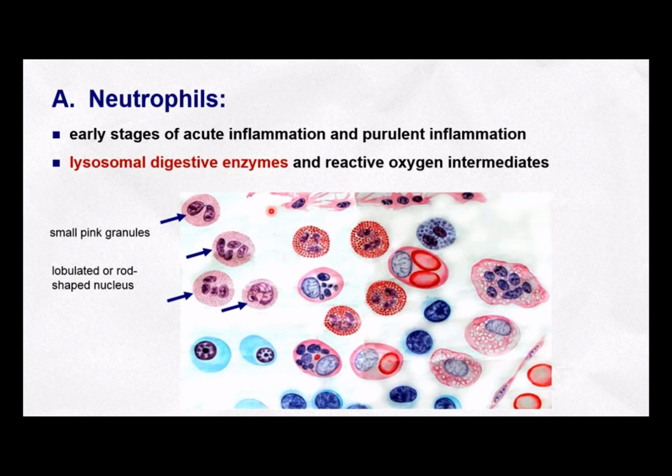Neutrophils are commonly seen in early stages of acute inflammation and purulent inflammation. Neutrophil granules contain lysosomal digestive enzymes and reactive oxygen intermediates. Look at the picture. The four cells are neutrophils. In the cytoplasm, there are many small pink granules, and the nucleus is lobulated or rod-shaped.